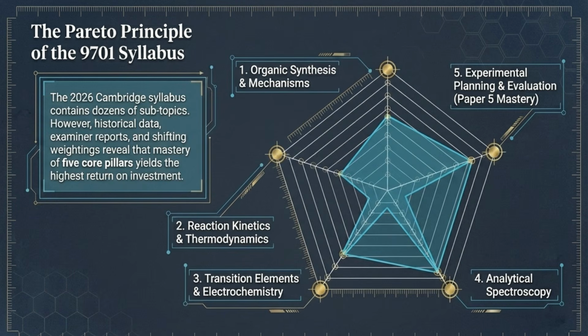Applying the Pareto principle to the 9701 syllabus, these are your 5 core pillars: organic synthesis and mechanisms, reaction kinetics and thermodynamics, transition elements and electrochemistry, analytical spectroscopy, experimental planning and evaluation. Master these, and you've mastered the exam.